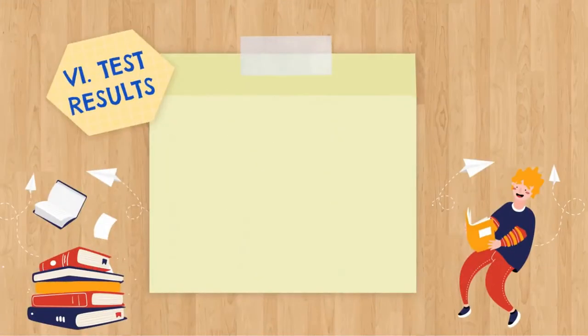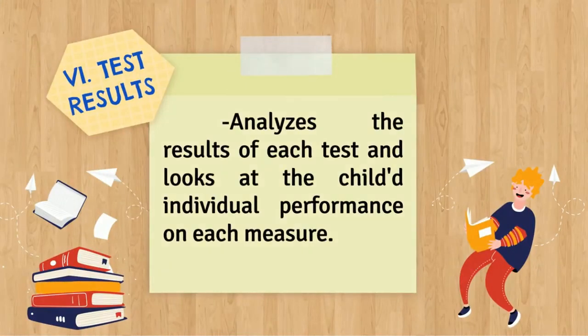The next section is the test results. In this section, it analyzes the results of each test and looks at the child's individual performance on each measure. It includes the name of the test, the date of the test conducted, a brief description of the assessment, and the summary of results in a table. The test result is a crucial one because it analyzes the results of each test and looks at the child's individual performance on each measure.